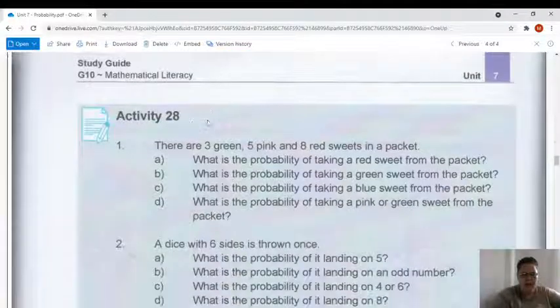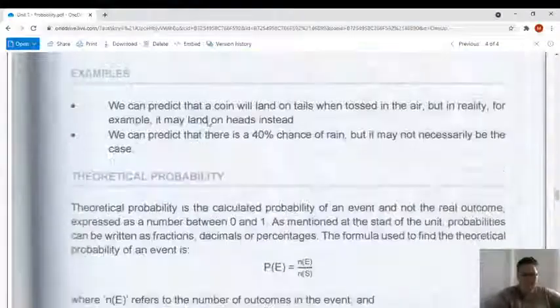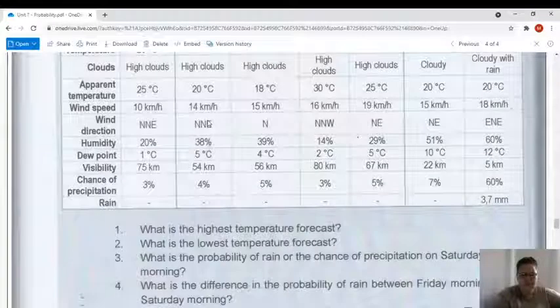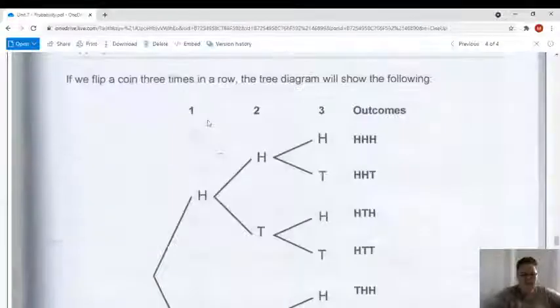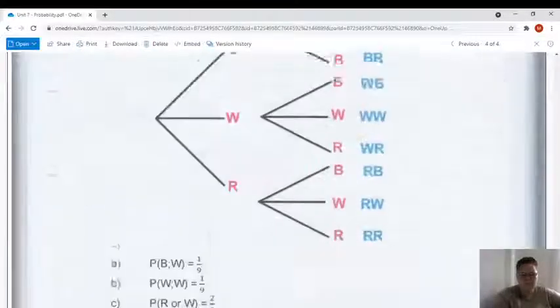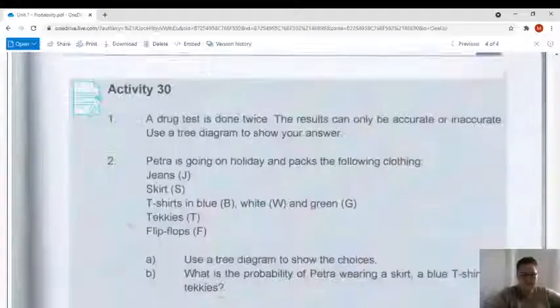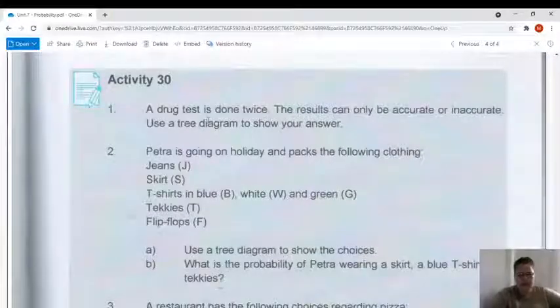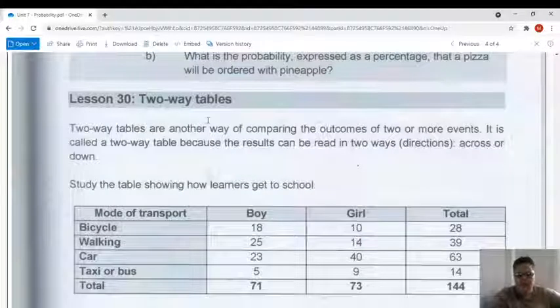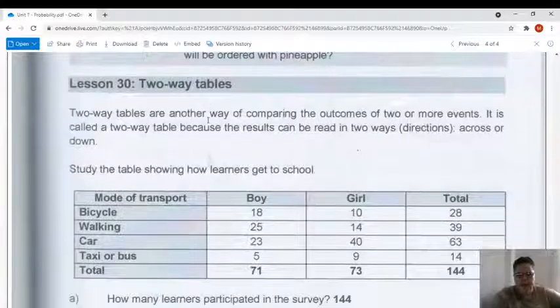So activity 28, and 29, and 30. So activity 28, 29 and 30 needs to be completed by second break.